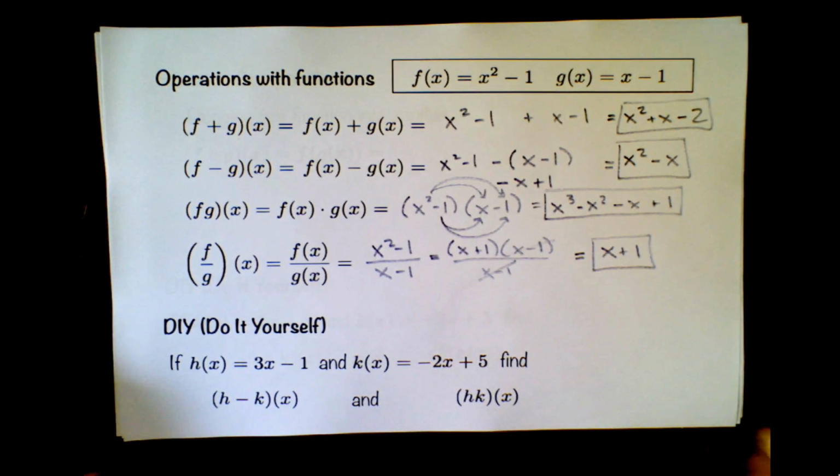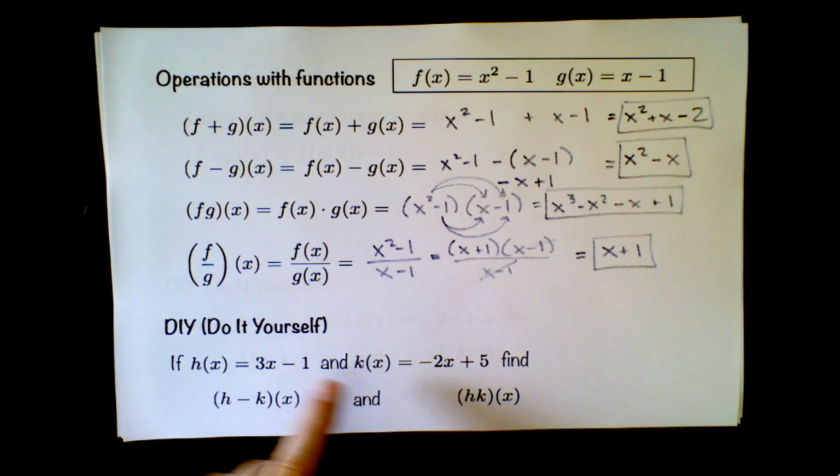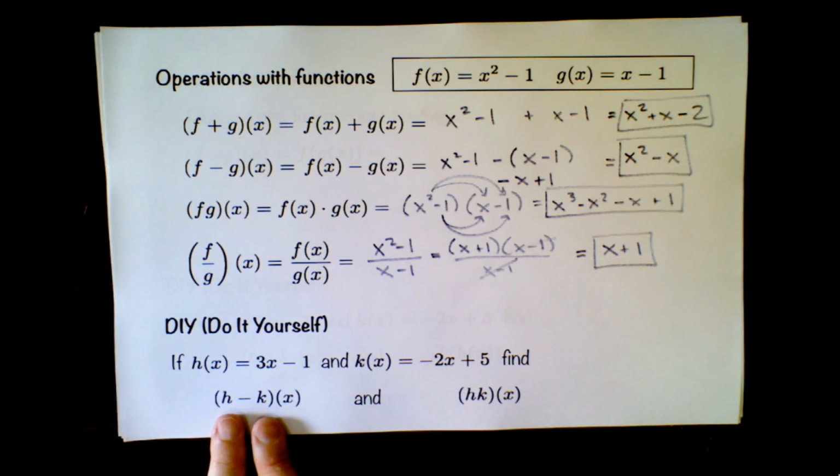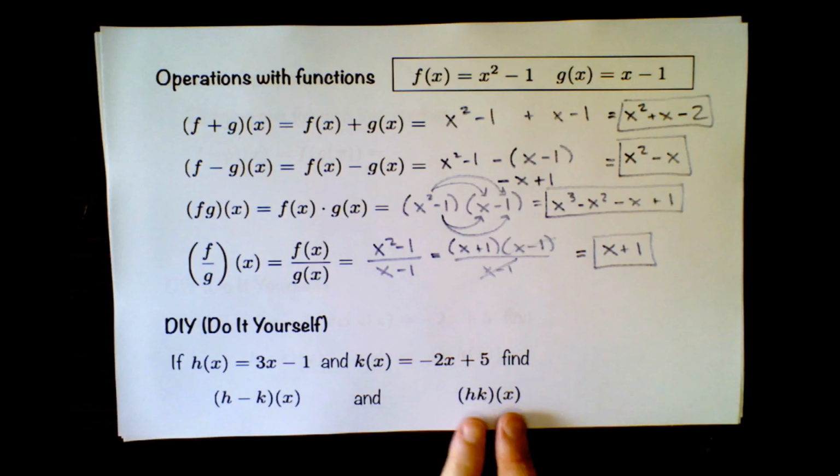For your DIY, if you could please use h of x equals 3x minus 1 and k of x equals negative 2x plus 5. Find h of x minus k of x, or I'm sorry, h minus k of x, which is h of x minus k of x. Do remember to distribute your negative sign. And also find h times k of x.